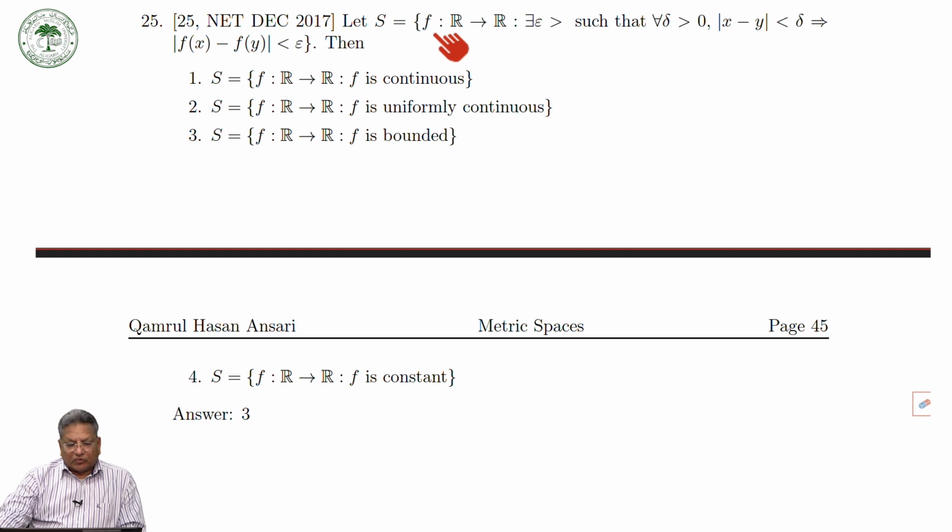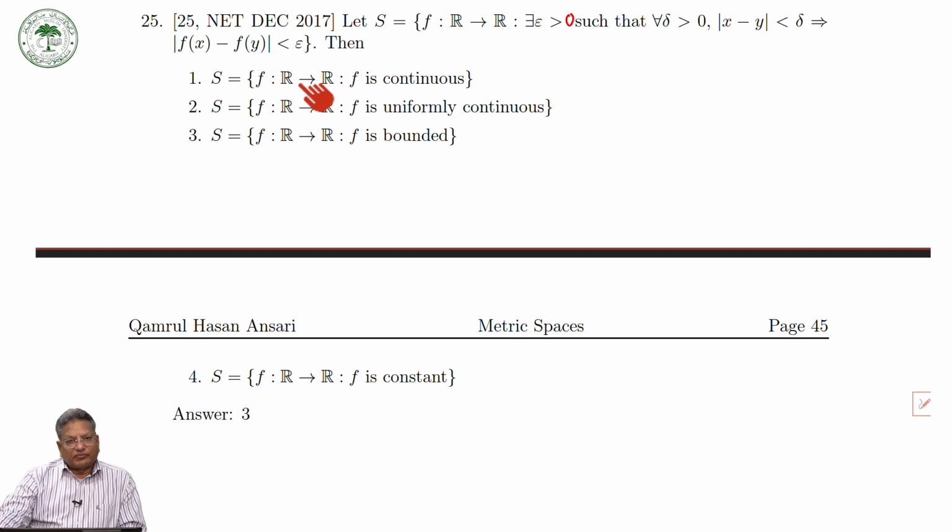Let S be the set of all functions from R to R such that there exists epsilon greater than 0, such that for every delta greater than 0, |x minus y| is less than delta implies |f(x) minus f(y)| is less than epsilon. Now keep in mind, what is the question? This is the set of all functions from R to R, such that there exists epsilon greater than 0 such that for all delta greater than 0 this implies that one. But this is not the definition of a continuous function. So this is not true.